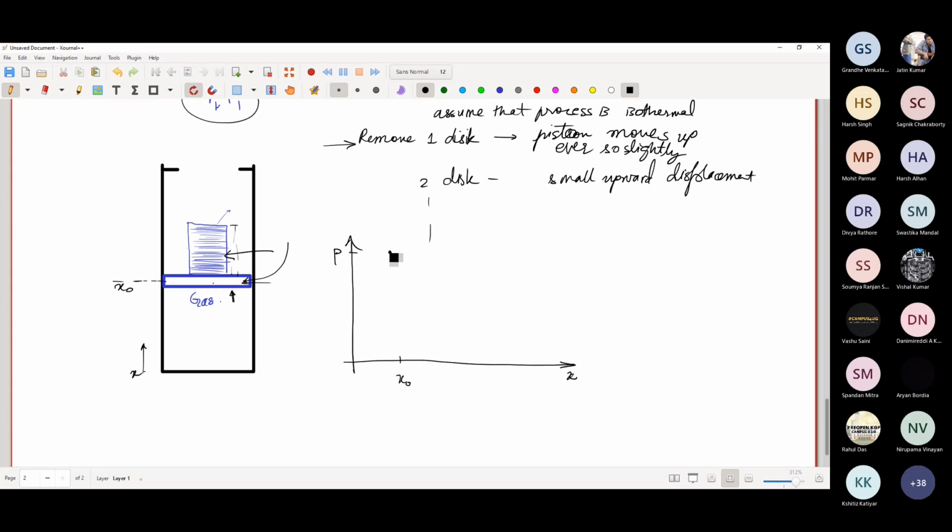Anyone wants to guess? Hyperbola. It will be a hyperbola. And why did you say so? Is everyone sure why this is going to be a hyperbola? Yes, sir.